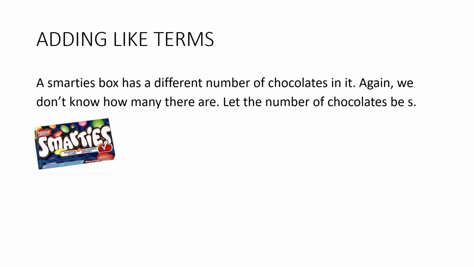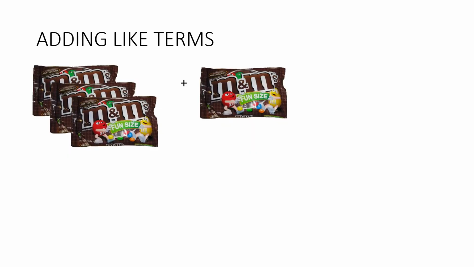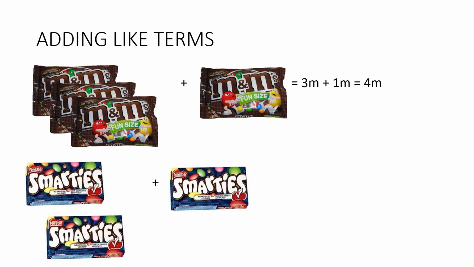A Smarties box has a different number of chocolates in it. Again, we don't know how many there are, but we're going to let the number of chocolates be s. So here we would have 3s. So let's see if we can add these. I've got 3m plus 1m. Now I've put the 1 in, just for ease. We wouldn't normally write that. 3m plus 1m is 4m. How about this one? 2s plus 1s, which is equal to 3s.